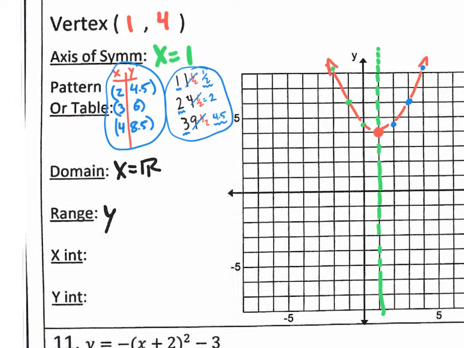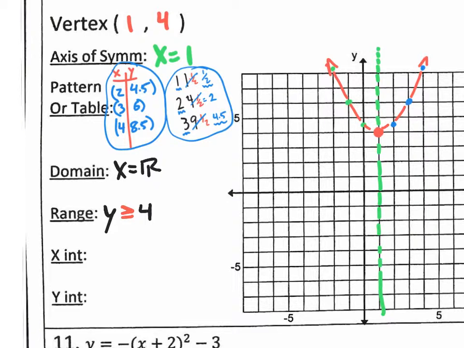The range, y is either greater than or equal to or less than or equal to, depending if it opens up or down. It opens up, doesn't it? So that is greater than or equal to. And what is the y value of your vertex? It's 4. So the range is really y is greater than or equal to 4.